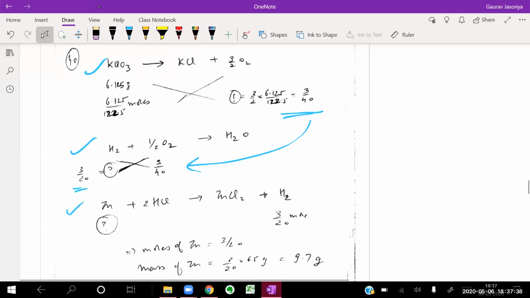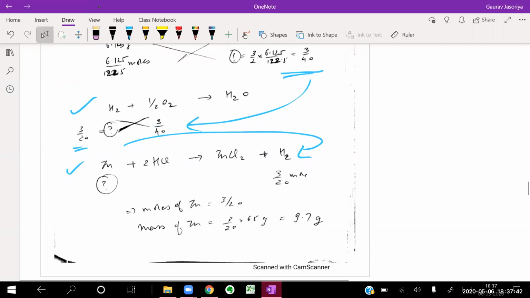We get that value, and that is something which we use in this reaction where we know that 3/20 moles of H2 are being produced. So how much zinc is required? It comes out to be the same moles, and then based on that we compute the mass of zinc.